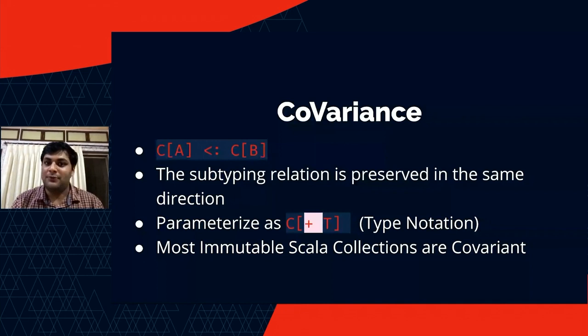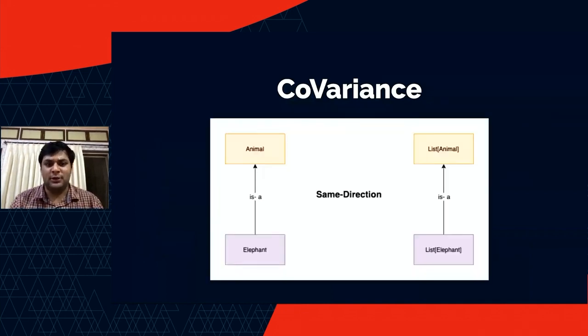So what we meant by same direction: as you can see, elephant is an animal, and List of Elephant, logically it seems correct to call it a List of Animal, isn't it? So if you observe, the subtyping relation is preserved, and we can say it's in the same direction.